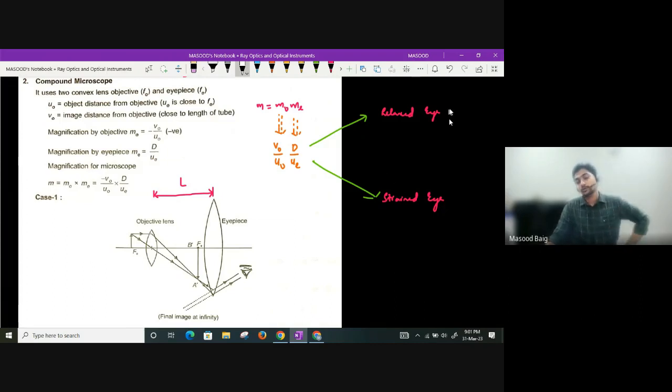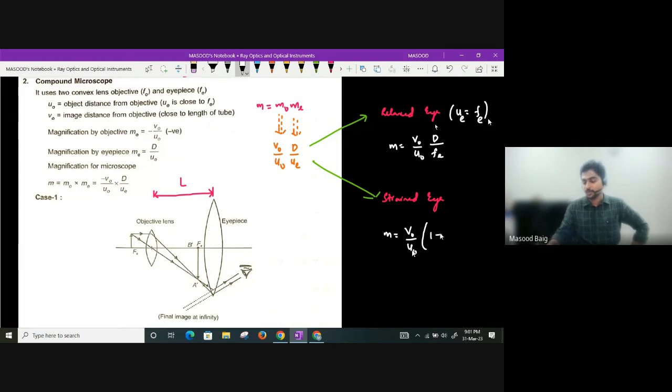Now please tell. For simple microscope in relaxed eye, what was object distance? Was it equal to focal length or not? Here, object distance of eyepiece will be equal to focal length of eyepiece because eyepiece will have same function as the lens used in simple microscope. So what will I get the magnification as? I will get it as V naught by U naught, directly D divided by FE. What will I get it in strained eye condition? Look, son, I'll write same thing. V naught by U naught, but in place of D by FE, what will I write? 1 plus D by FE. Understood? Clear? Yes or no?